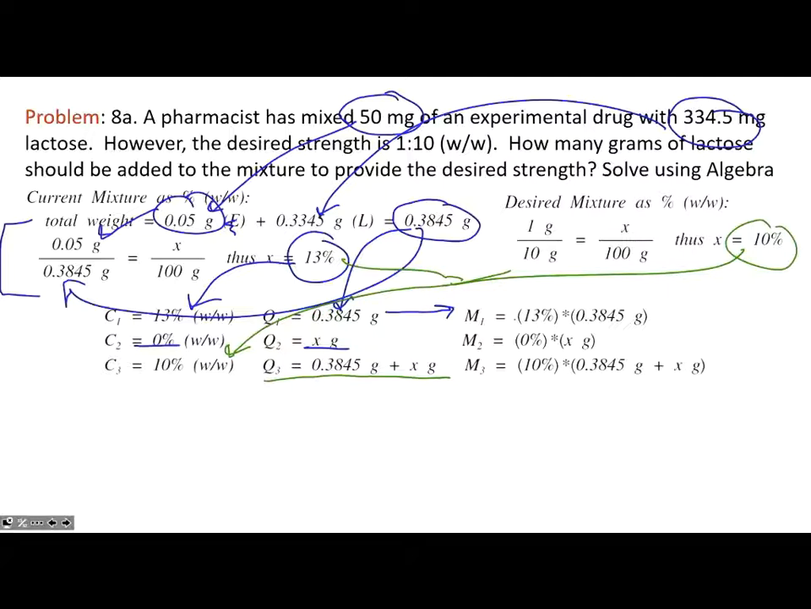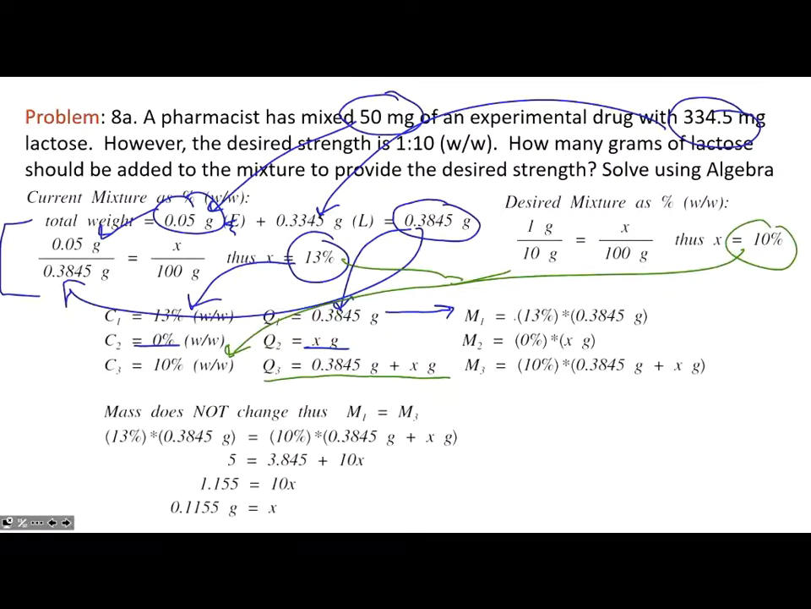Okay? So let's just set those two masses equal to each other, since again, adding the lactose doesn't change the mass, so I can say that 13% times 0.3845 is equal to 10% times 0.3845 plus X. Do the math carefully. You get 5 equals... Remember to carry the 10% into both parts. 3.845 plus 10X. Subtract the 3.845, you get 1.155 equals 10X. Divide both sides by 10, and X equals 0.1155 grams.